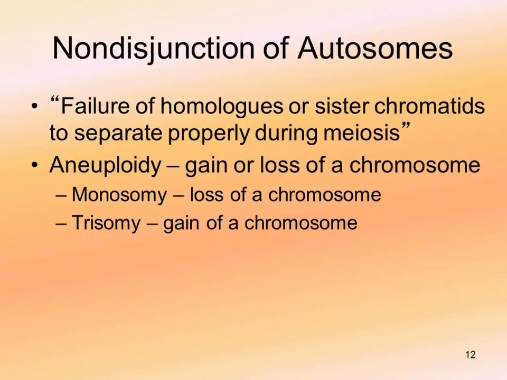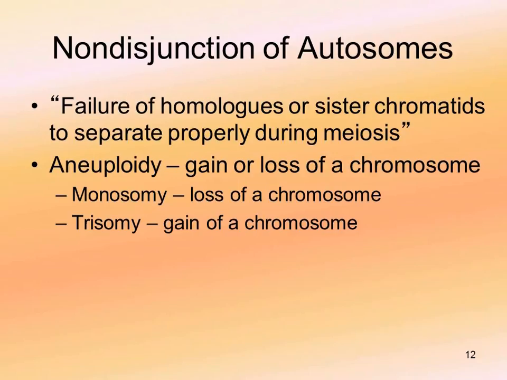This is a review of nondisjunction. Remember, nondisjunction is the failure of chromosomes or chromatids to separate properly. That means that during the synapsis portion, anaphase 1, they didn't separate from pairs to single chromosomes, or during anaphase 2, the sister chromatids did not separate. An aneuploid gamete is a gamete that has the wrong number of chromosomes. Remember, monosomy means you're missing one, trisomy means you have an extra.